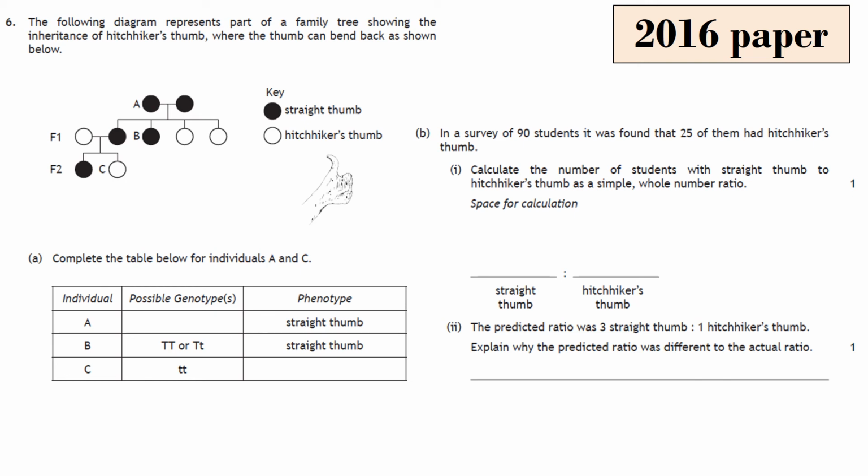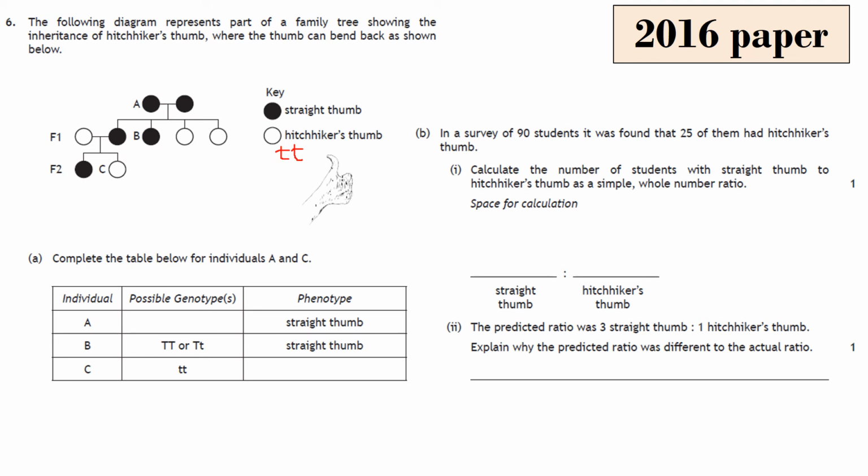So if you go down here, it's telling us that big T or big T small t is straight thumb. So that must mean that straight thumb is dominant. Okay, so small t then must be the white one. So that's hitchhiker's thumb. I'm not going to do all of these because I struggle to write with this. But that would be big T. That would be small t, and then straight thumb must be big T, big T, or big T, small t.